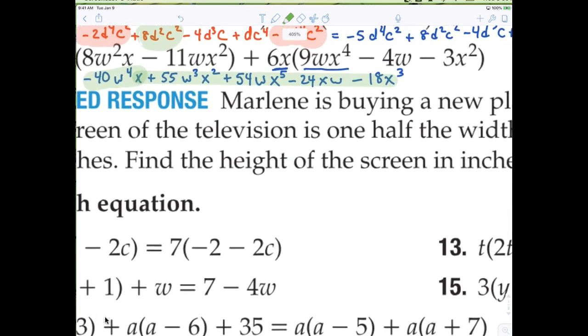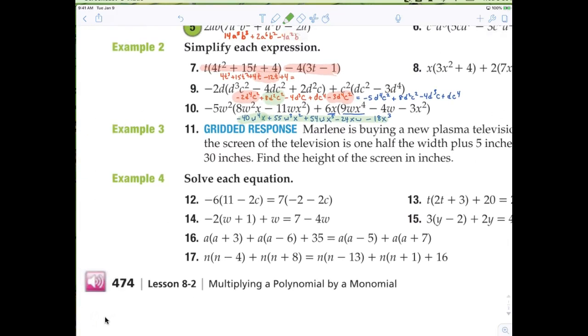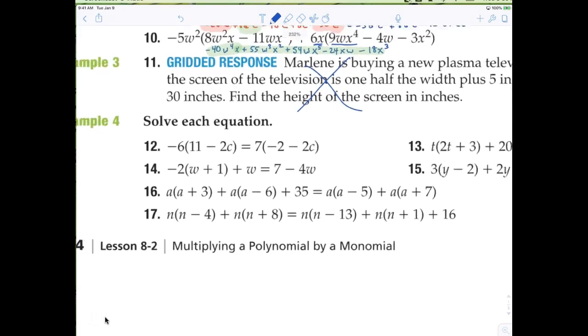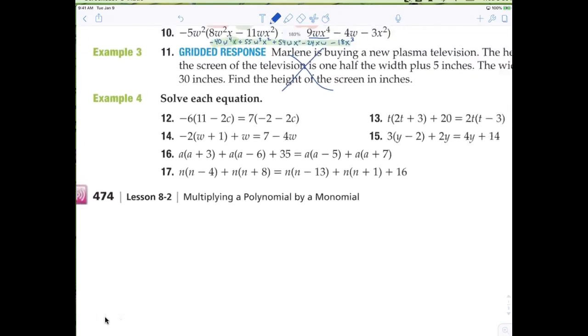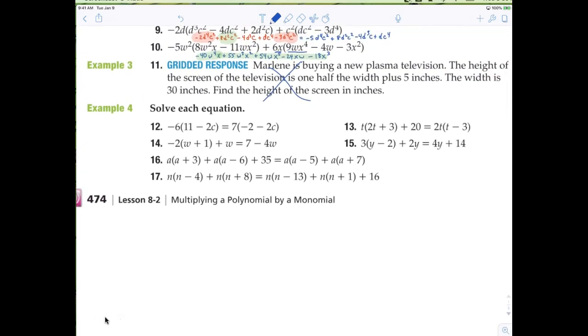Right? In order to add, they have to be exactly the same. All right, I'm okay with that. All right, now cross out 11. Don't worry about that word problem. Okay, now the hard part. All right, we're going to do the equations now.